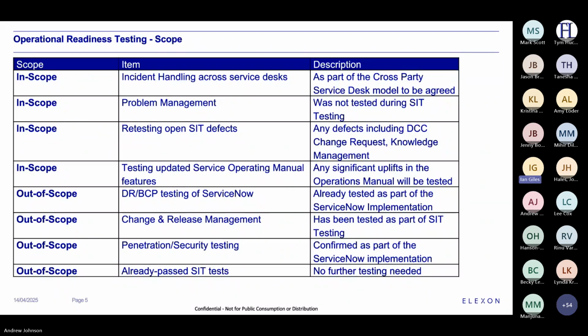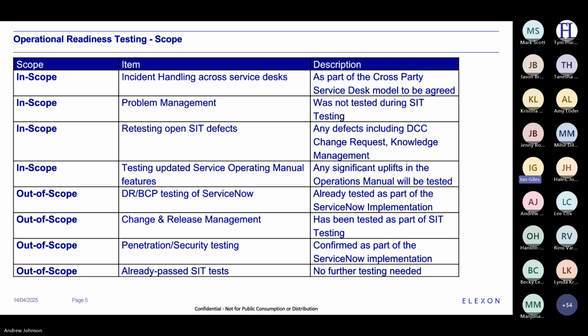So this is detailed in the Operation Readiness Testing Approach document that went for consultation, and it reviews what we are looking to be in scope and out of scope, and the reasoning for why. In scope is incident handling across the different service desks and participants, which is the important piece here that we need to test. We'll also test problem management because that wasn't covered in the SIT testing. As mentioned before, we will retest all the SIT defects and the uplift to the operations manual.